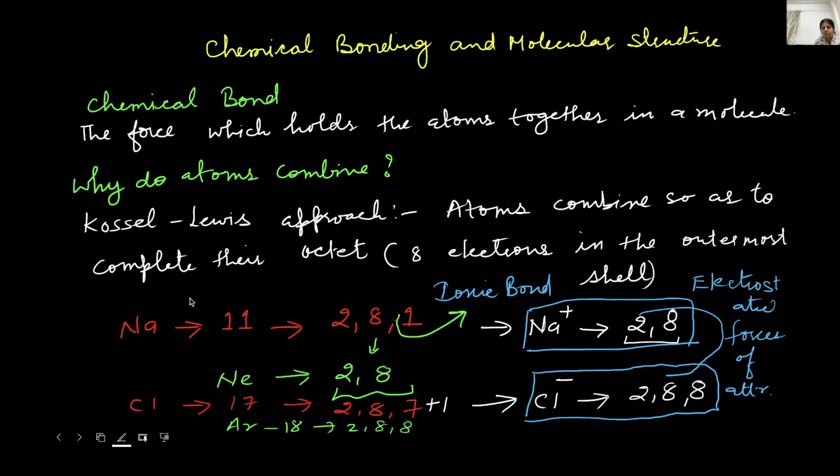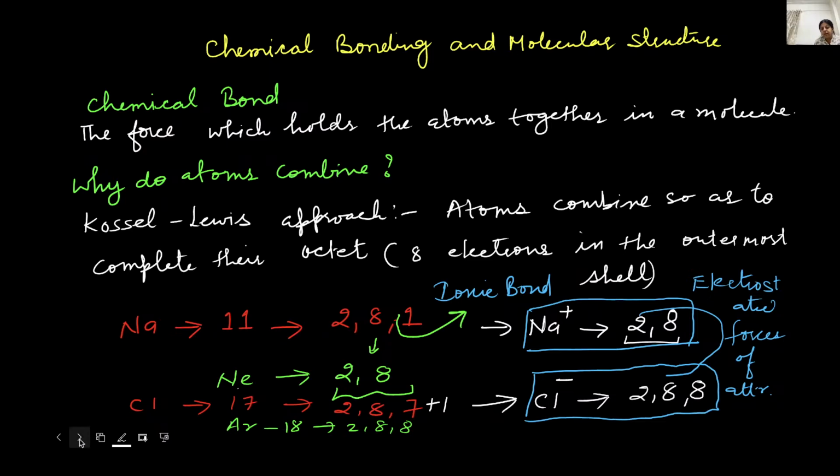Now you have understood the term octet, that is, the atom tries to attain the electronic configuration equal to 8 in its outermost shell. This is called completing the octet, in order to achieve the stable inert gas configuration, the nearest noble gas configuration. According to sodium it will be neon, and according to chlorine it will be argon.